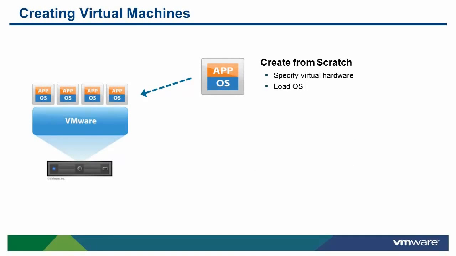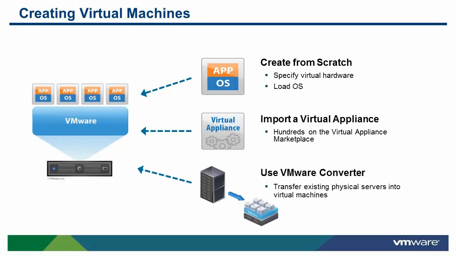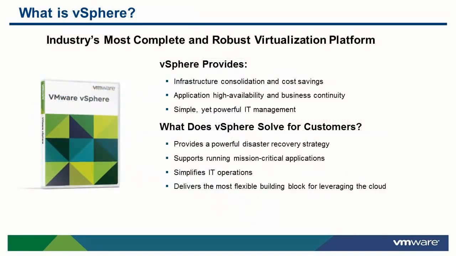So, how do you create virtual machines? You can build virtual machines from scratch by specifying the virtual hardware and loading an operating system. You can import a virtual appliance created by someone else, or you can utilize VMware Converter to import an existing physical machine.